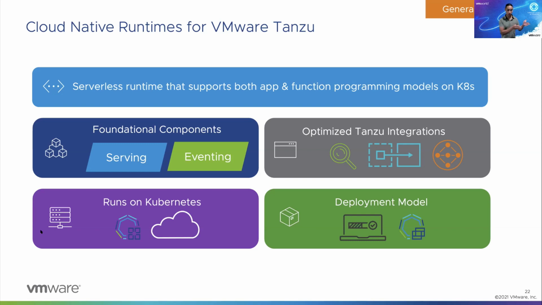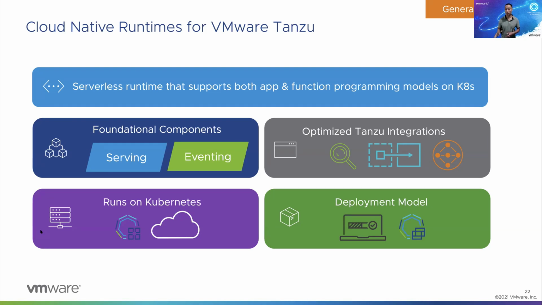So not only can you go from source code, but it will allow you to quickly build these images, secure them, and also observe them for telemetry and optimization purposes. CNR can run on any conformant Kubernetes infrastructure. So obviously we can run this on VMware TKG, but we can also run CNR on any of the public clouds that have a conformant Kubernetes cluster.